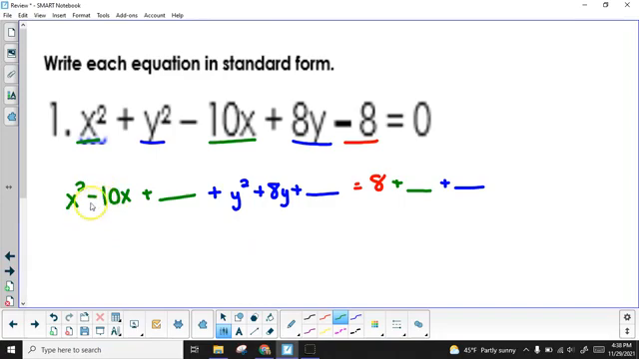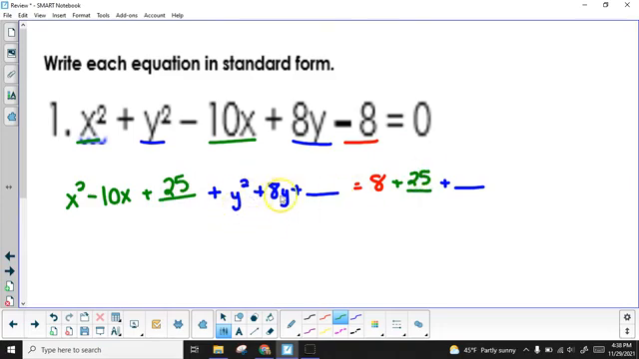So we're going to take half of our middle term. Half of that negative 10 would be negative 5. We square that, we get 25. So we put 25 in this blank here. But whatever we do to one side of the equation, we have to do to the other. So if we added 25 on the left, then we have to add 25 on the right.